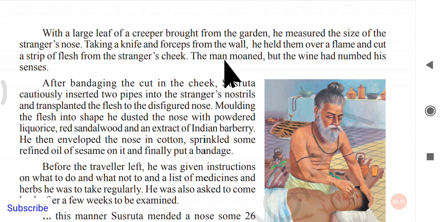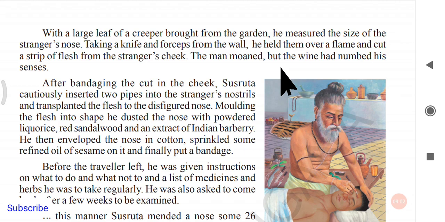So the man moaned, but the wine had numbed his senses. Moaned in the sense of, for example, if you feel a little bit of pain, or this morning when you are usually in sleep and your mother wakes you up so early, you give a type of sound, just like rejecting, not wanting to get up at that time. So that is called moaning.